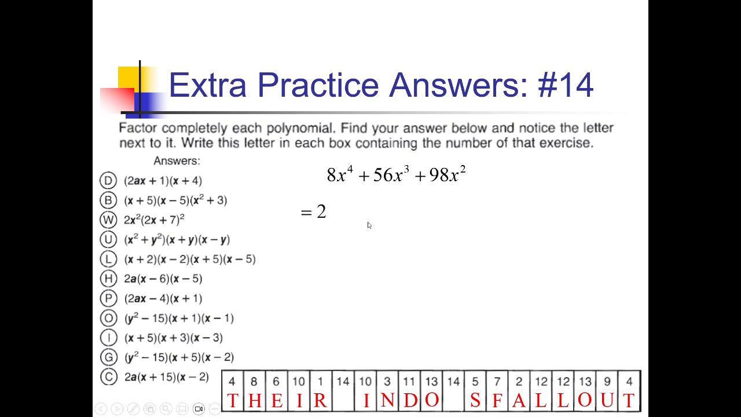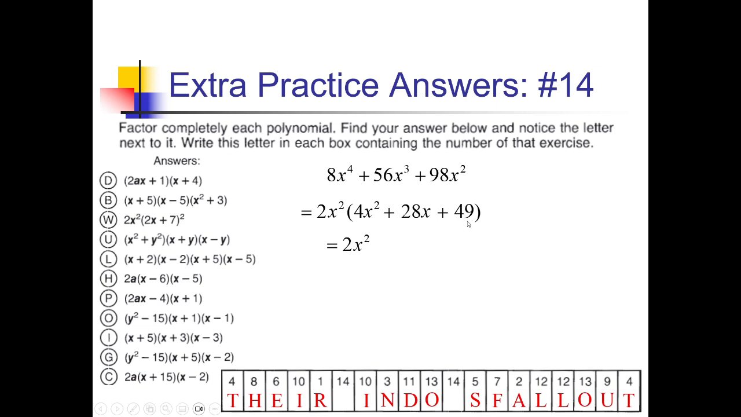Now, since each of these have at least x to the second power, I can take out an x squared as well. 8 divided by 2 gives me a 4. X to the 4th over x squared is x squared, 4 minus 2 there. And then 56 over 2 is 28. X cubed over x squared is x. And then finally 98 divided by 2, that's giving me 49. The x squareds completely cancel. So I can bring down my 2x squared, and now the stuff inside here, I could use AC method.